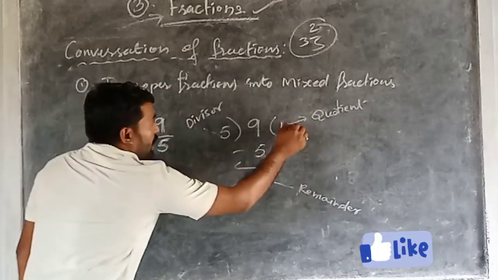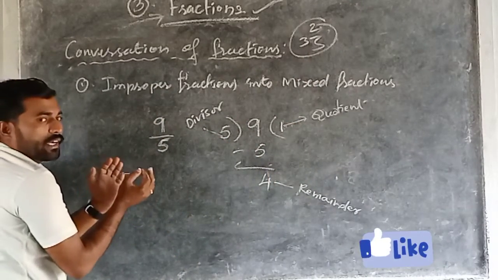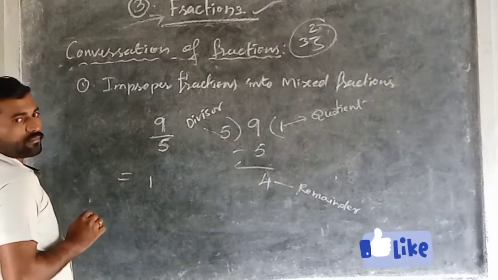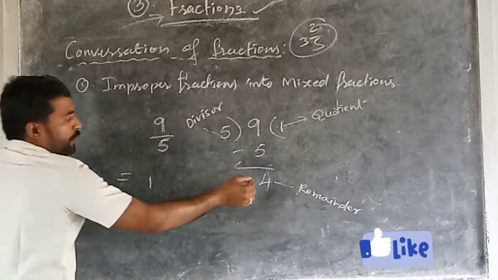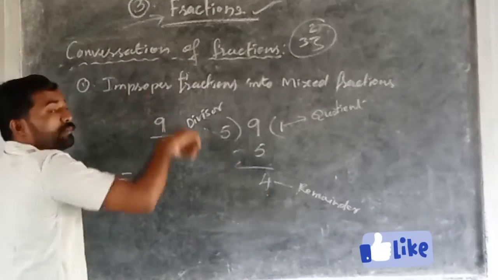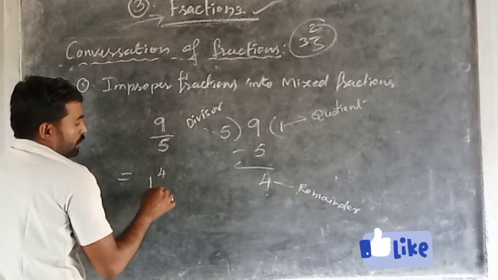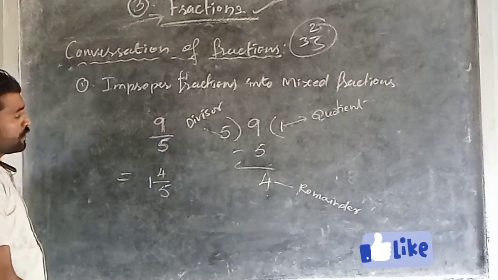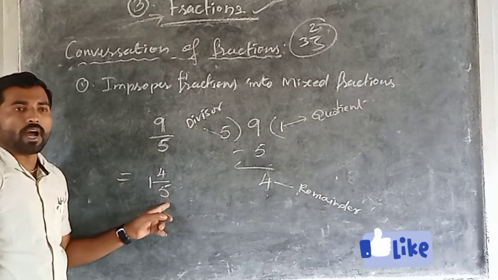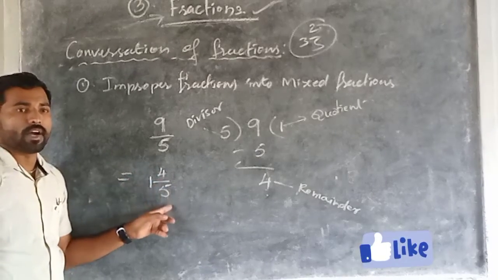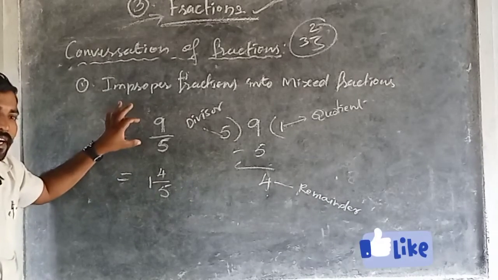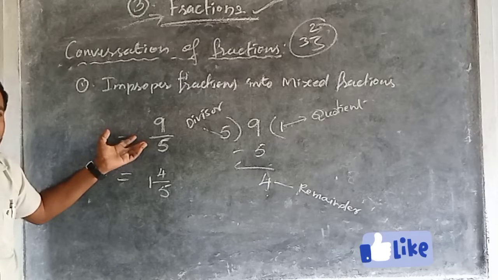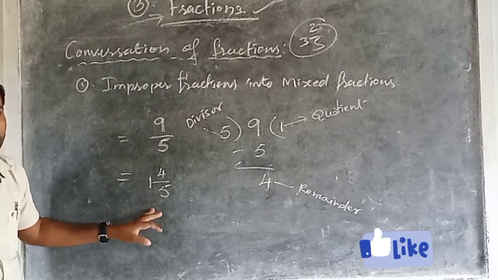So here the quotient you can write as a whole number. That means first you write 1. The remainder you can write as the numerator, that means 4 by 5. The divisor you can write as the denominator. So that means 1 4 by 5. 9 by 5 is an improper fraction. We have converted this improper fraction into a mixed fraction.